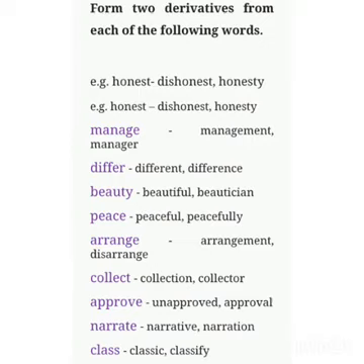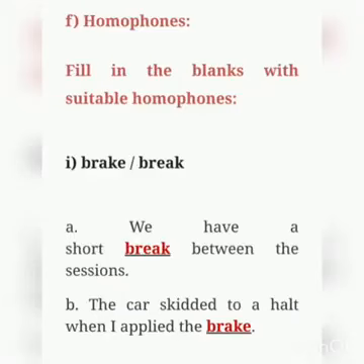Beauty, beautiful, beautician, beautifully, etc. Peace, unpeaceful, peacefully or peaceful. Arrange, arrangement, disarrange or rearrange. Collect, collection, collector, recollect. Approve, unapproved, approval, disapprove, approver. Narrate, narrative, narration, narrator, etc. Class, classic, classify, classical, etc. Okay, complete this exercise. Then move on to the next one, homophones and confusables.